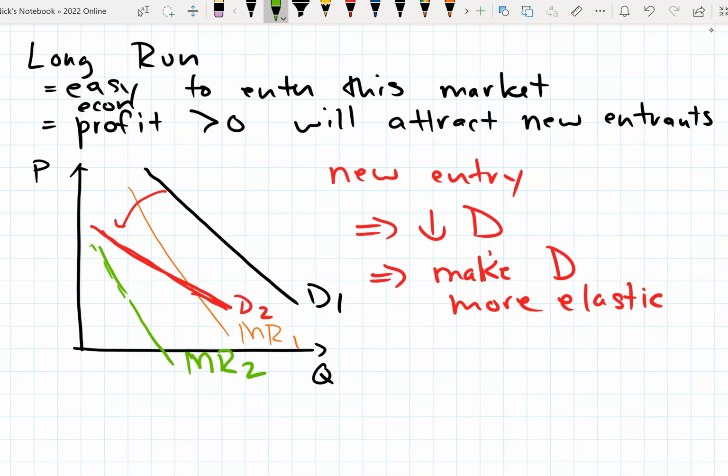So demand, well, that's this. It's decreasing demand, and then it's also getting flatter, which we can say at any given point means that it's more elastic at that same point. Okay, and then our marginal revenue changes accordingly. Marginal revenue, remember, is derived from the demand, so it's just going to change accordingly. I'm just drawing it here for that purpose. Okay, so we got profit greater than zero, gets new entrants, and the new entrants cause your demand to go down, and they also cause your demand to become more elastic. Okay, so you can picture the idea.